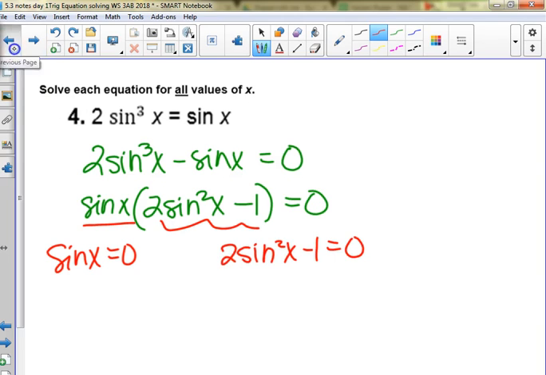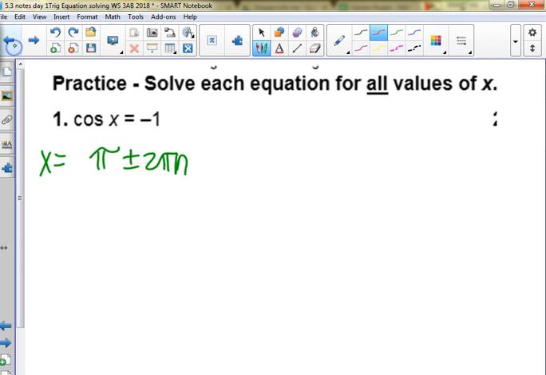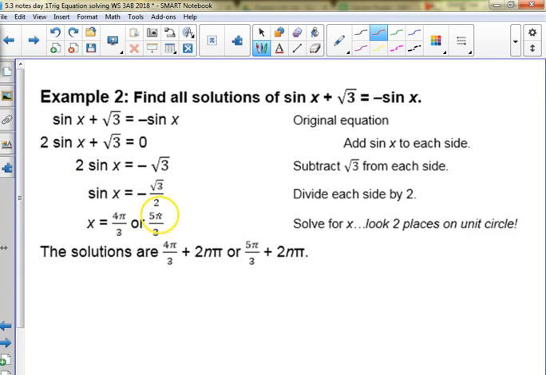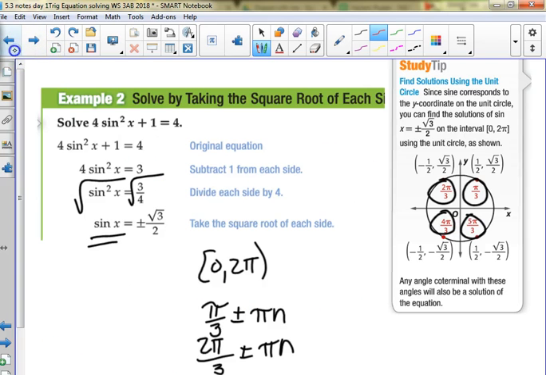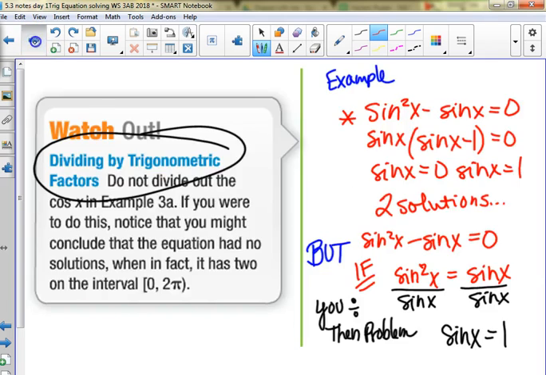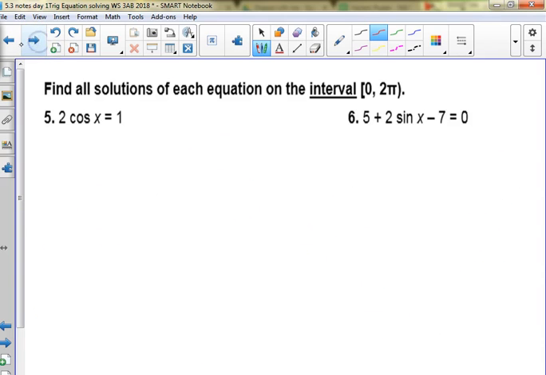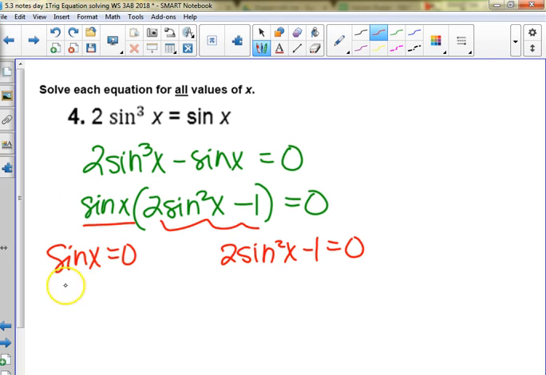Do you remember earlier today we talked about this problem? Here was one where I showed you could square root both sides, right? I'm thinking that's what we're going to need to do here. What do you think? This happens where? Okay, which could be written 0 plus or minus pi n.